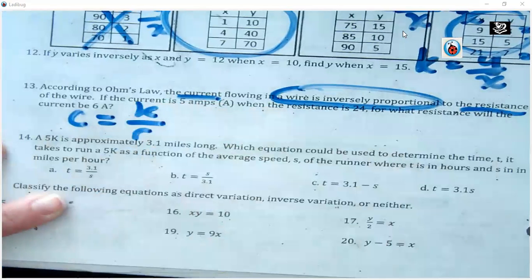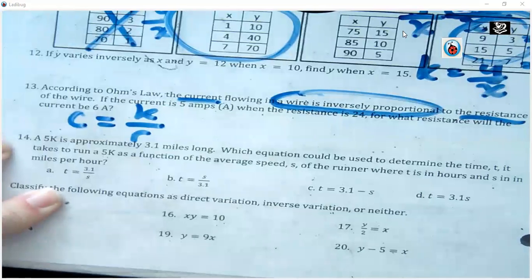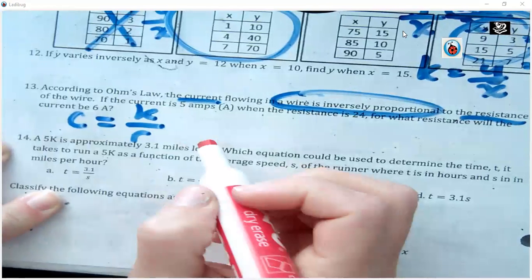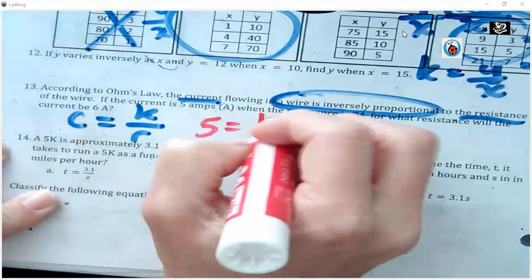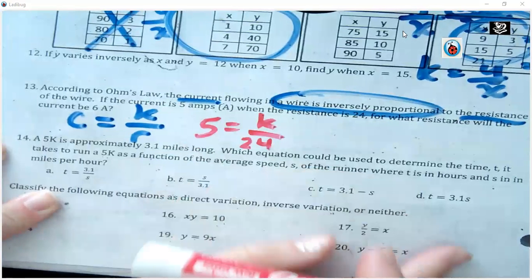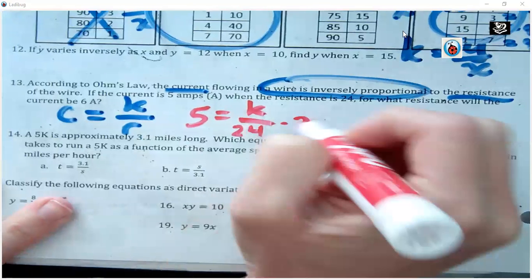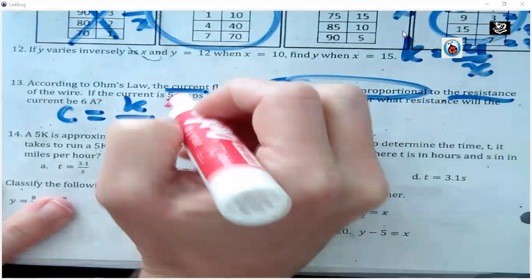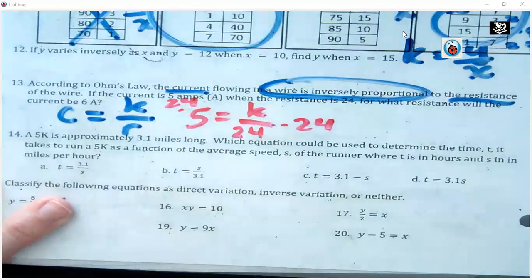So the current, so I'm going to use a C, is inversely proportional to the resistance. What's the first current that they give you? 5. And what resistance goes with that? 24. What do I have to do to both sides to find K? Multiply. So I get K is 120.